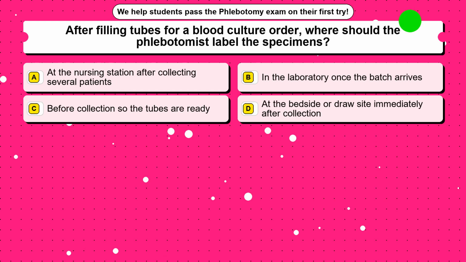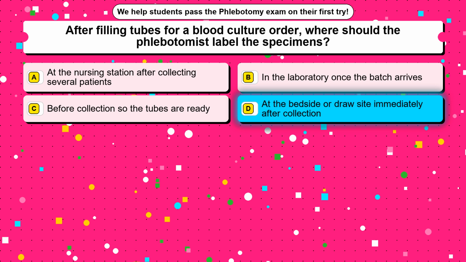Question 4. After filling tubes for a blood culture order, where should the phlebotomist label the specimens? Option A. At the nursing station after collecting several patients. Option B. In the laboratory once the batch arrives. Option C. Before collection so the tubes are ready. Option D. At the bedside or draw site immediately after collection.